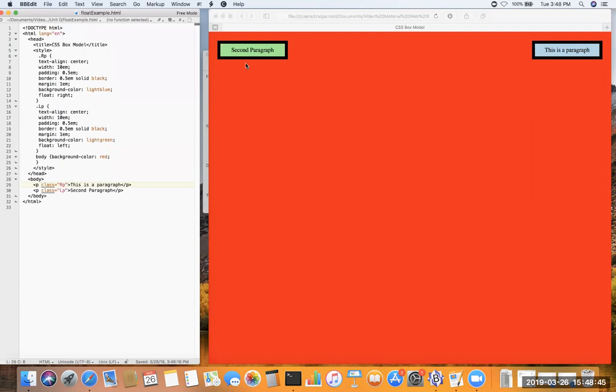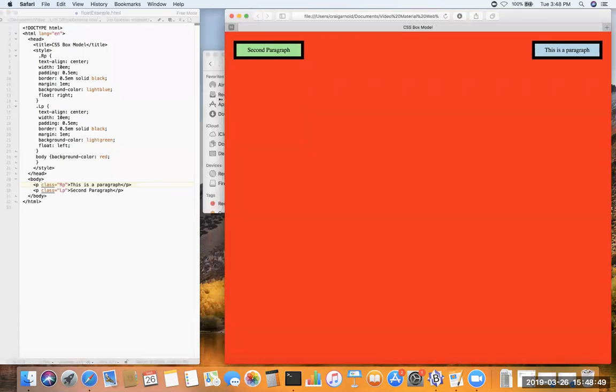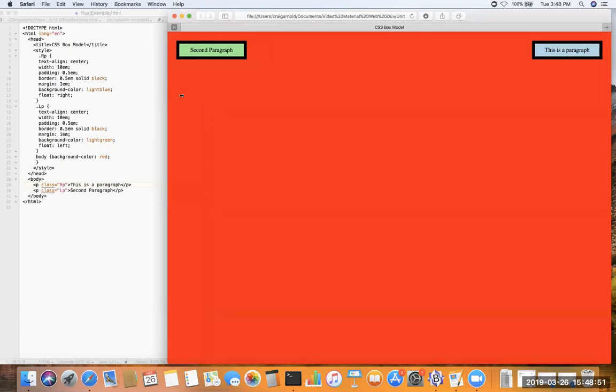One real neat thing about floating is, as you can see here, if I move this around, it stays floated to the left. Same story over here. If I move it around, it stays floated with the right.